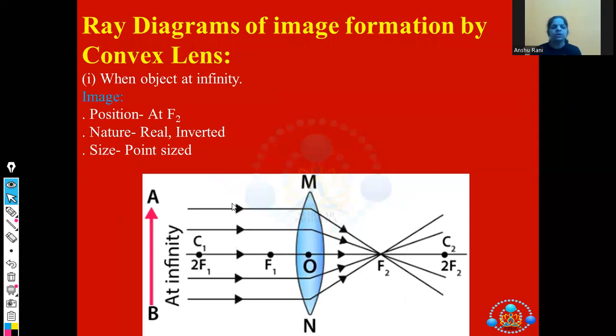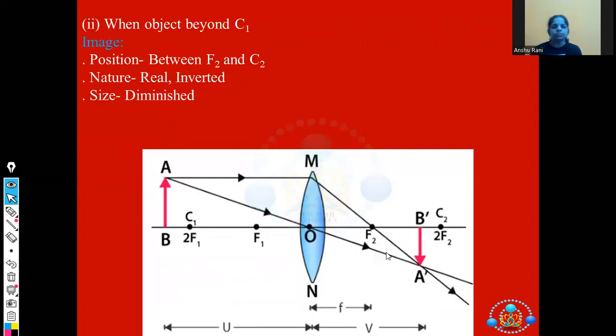First is when the object is at infinity. Rays are coming parallel to the principal axis and they will combine at focus. The point where these rays will meet will be the image. The image is very small. You can see it as a point in size and its position is at F2, and it is a real and inverted image.